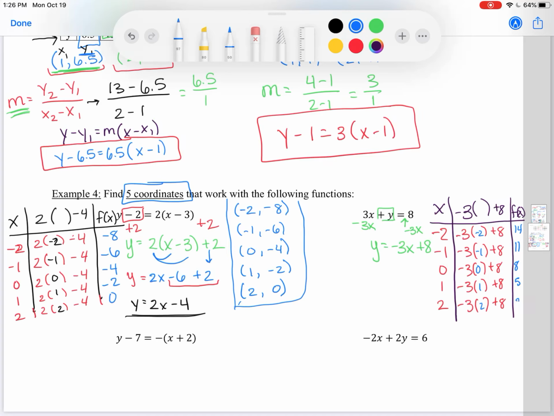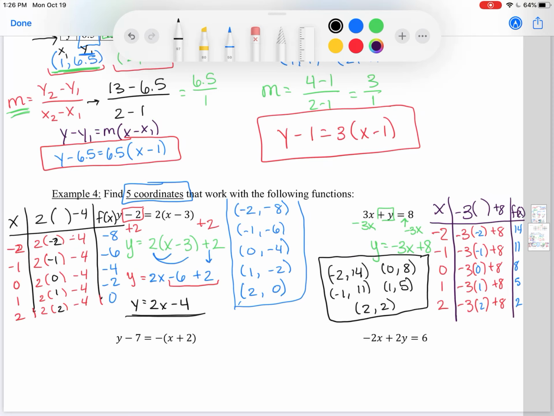And if you do the first one, it should come out to give you a positive 14, followed by 11, then 8, 5, and 2. So the 5 coordinates you will submit is negative 2, 14, negative 1, 11, 0, 8, 1, 5, and 2, 2. So you're using that H chart to find your coordinates. H charts are very, very, very helpful. When in doubt, graph it out. And if you're still in doubt, make an H chart.